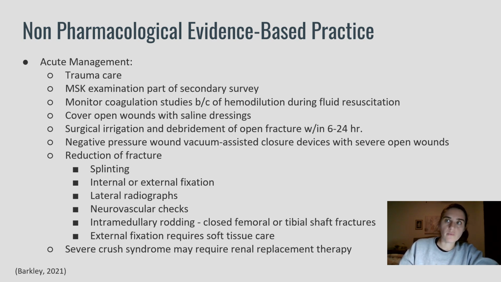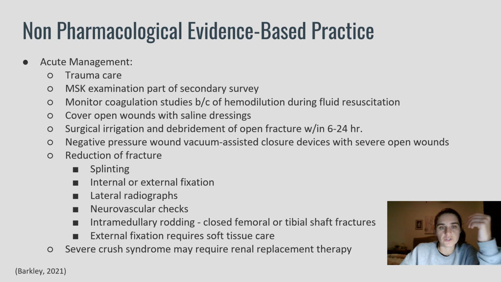So part of trauma care will include your ABCs, so airway, breathing, circulation, and just monitoring and making sure the patient is safe. The musculoskeletal examination is part of the secondary survey, which is also part of trauma care. You'll want to monitor coags, especially if the patient needs to be fluid resuscitated, because of hemodilution. You want to cover open wounds with saline dressings. So if the patient comes in with an open fracture, you want to use a saline dressing until they're able to go to the OR.